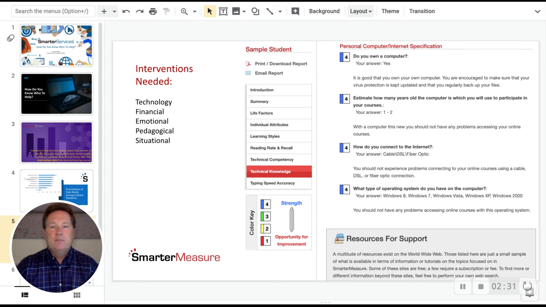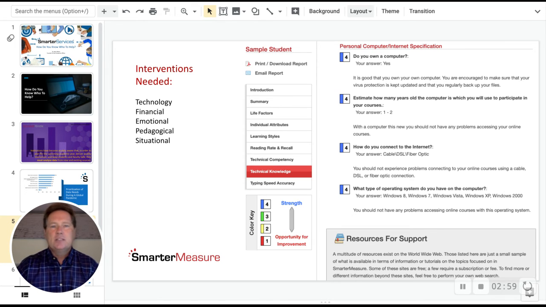Students also need financial support. We have 4 optional questions that you can add to your life factors section in which a student reports about their financial situation. Students need emotional support. We have several factors that relate to this, including locus of control and willingness to ask for help. Students need pedagogical support. We have data about their time management, their tendencies toward procrastination, their previous academic skills.